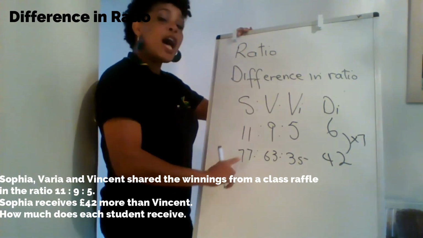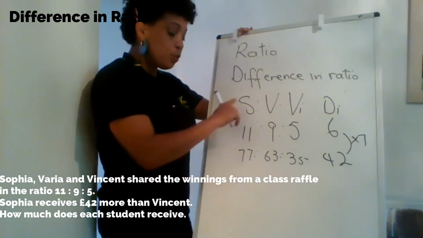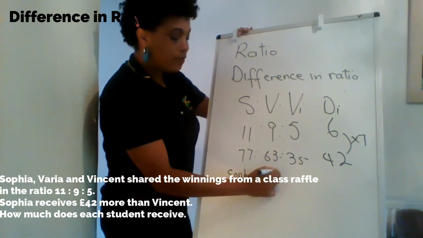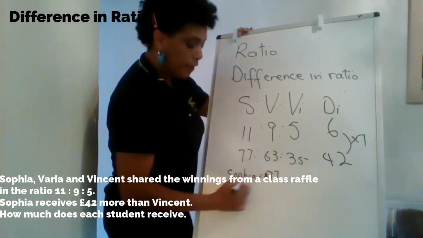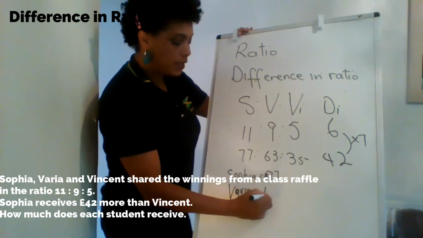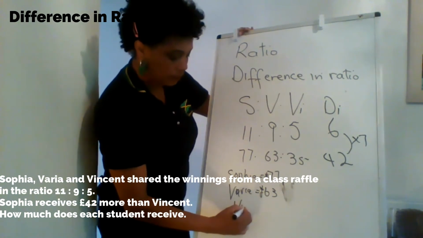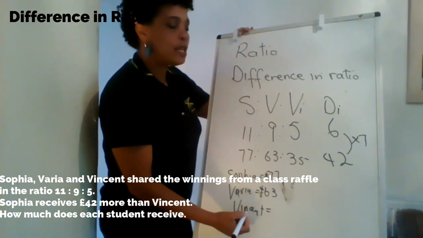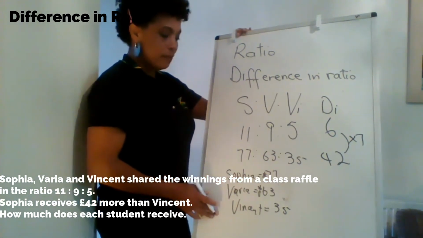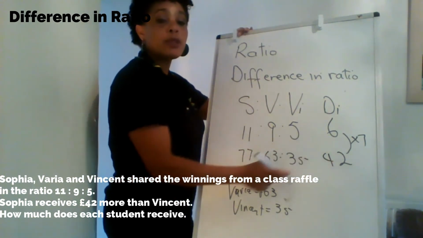The question was, how much does each student receive? So we know then that Sophia received 77 pounds. Varia received 63 pounds. And Vincent received 35 pounds. And if we check that, we will see that 77 take away 35 is going to be left with 42.